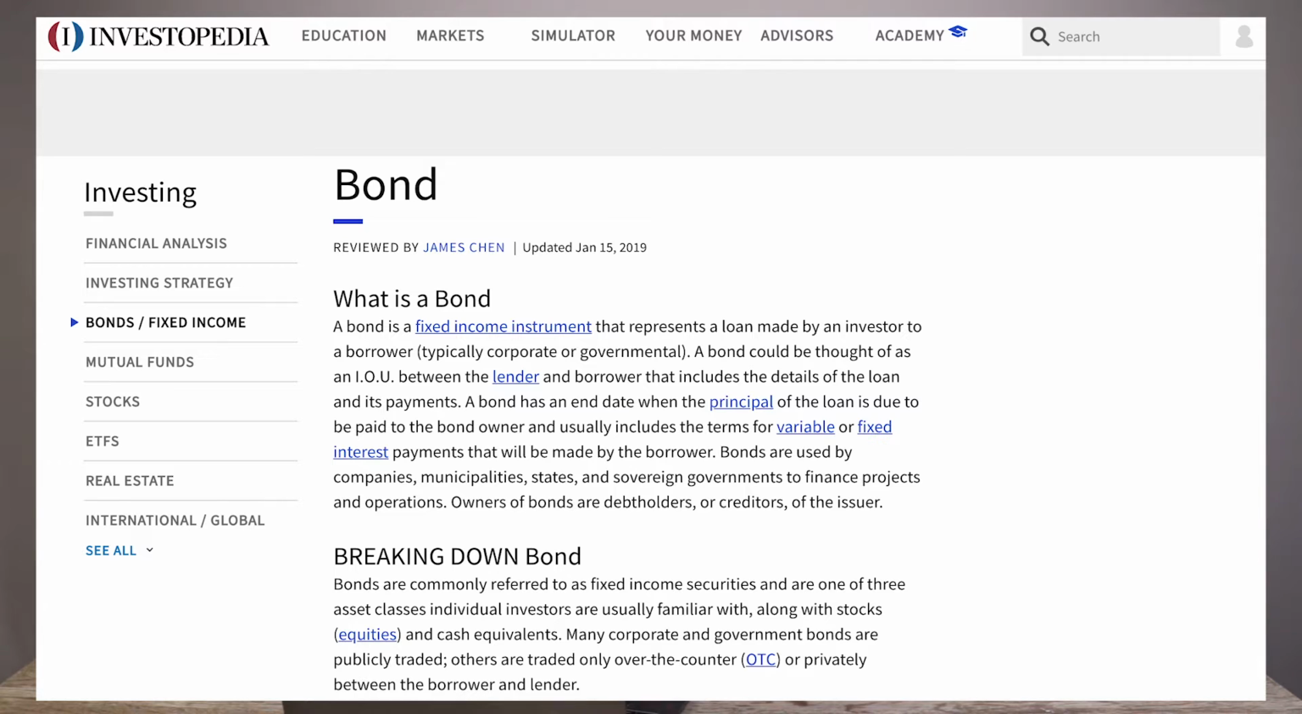So let's just start off by defining what a bond is, because I know that especially when I started investing, I didn't know what a bond was for a very long time. So what is a bond? A bond is a fixed income asset which represents a loan made by an investor to a borrower. You can think of a bond as being a transaction between a lender and a borrower, and the bond represents the contract that represents that transaction.